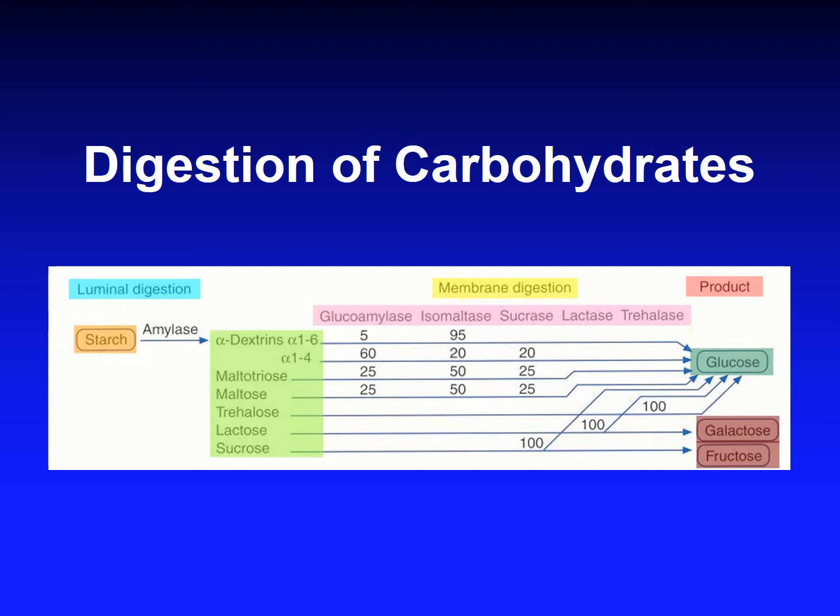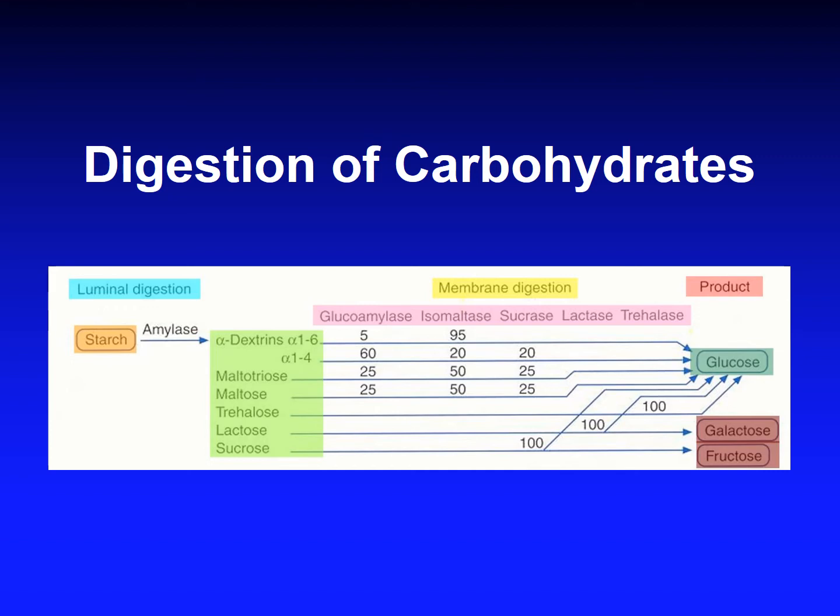Trehalose, lactose, and sucrose are digested by specific membrane-bound enzymes: trehalase, lactase, sucrase. So instead of trehalose, lactose, sucrose, you just add the ending ase for the enzyme. It becomes trehalase, lactase, sucrase. Trehalose becomes, as the end product, glucose. Lactose becomes galactose, and sucrose becomes fructose. This is basically a summary of the digestion of carbohydrates.